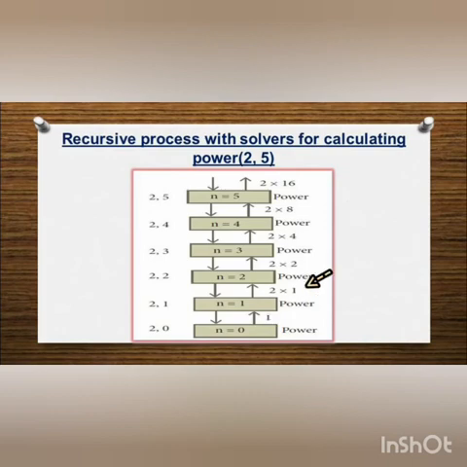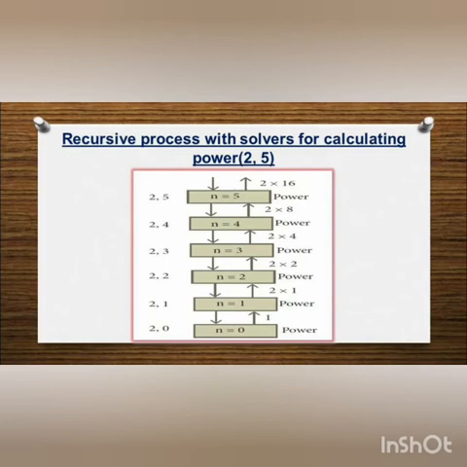Then 2 into 1 is 2. So 2 is written here. Then 2 into 2 is 4. So the value 4 is written here. Then 2 into 4 is 8. Then 2 into 8 is 16. Then 2 into 16 is 32. So 2 to the power of 5 is 32.